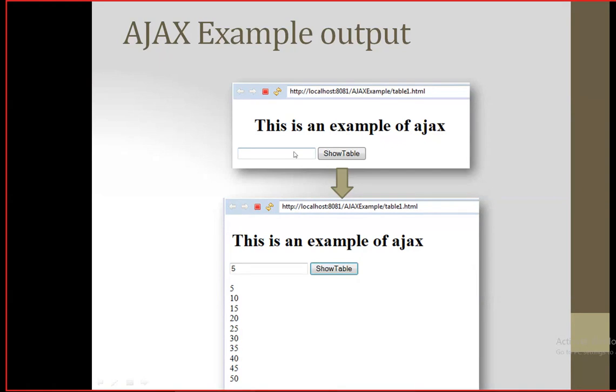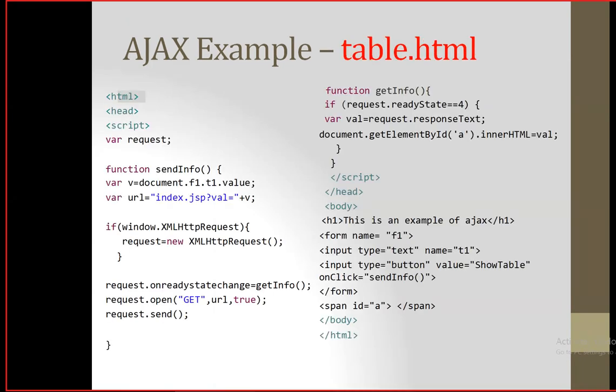So if we enter 5 over here and press the button as the triggering event, we'll see this part of the page is updated. Fine. So let us go to the code part now. This is our HTML page in which we have embedded some script by using the script tag. In that script, we have embedded some JavaScript, and in that JavaScript, we have embedded the AJAX part. That is how the hierarchy goes.